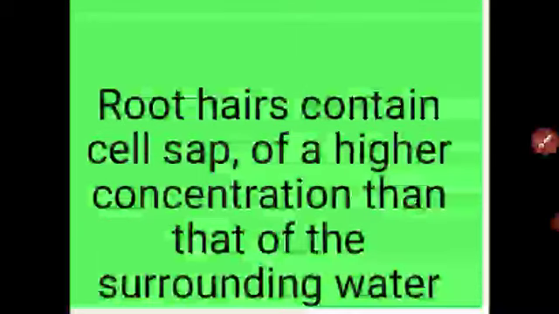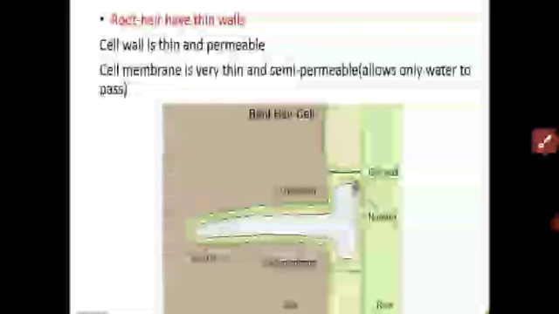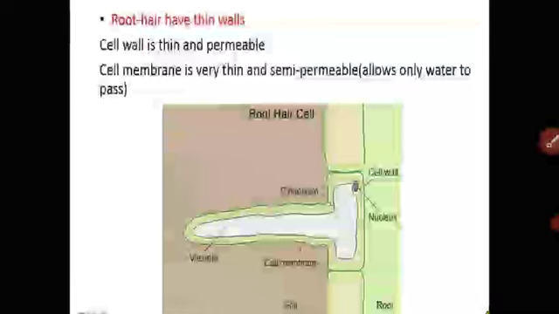So the water molecules move from high concentration to low concentration. So the root hair contains cell sap of higher concentration than the surrounding water. Due to this concentration, the outer water enters into the cell sap. Means due to these characteristics, the root can absorb water from the surrounding. Understood? And the root hair has a thin cell wall.